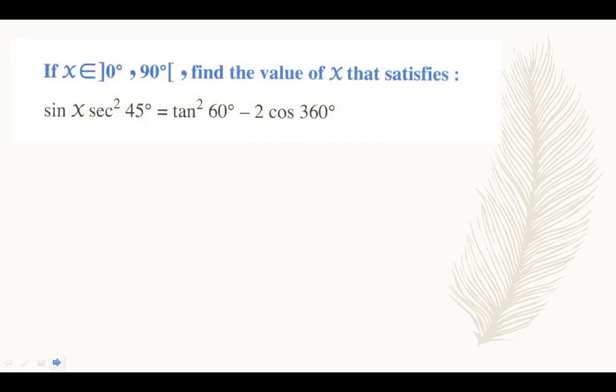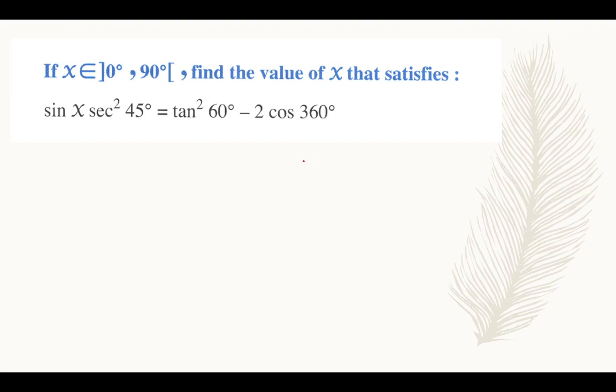The last example and last idea in this lesson. If x belongs to [0, 90], find the value of x that satisfies sine x multiplied by sec square 45 equals tan square 60 minus 2 cosine 360. Okay, let's solve it together first.